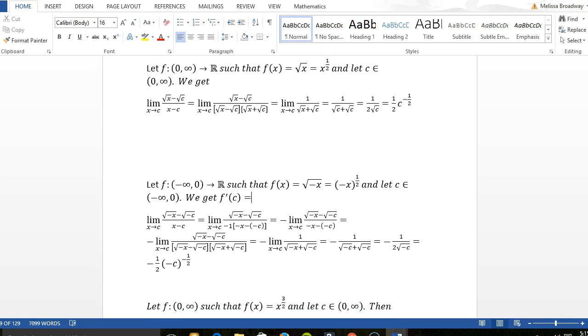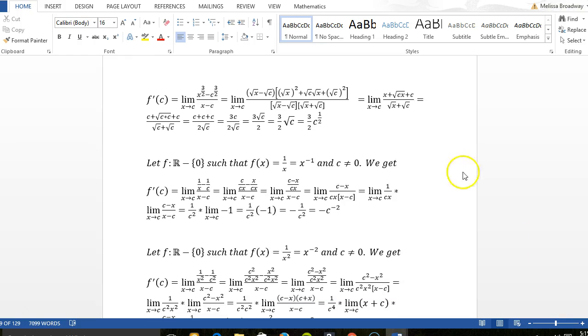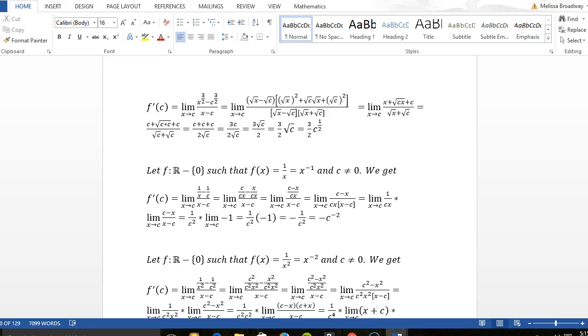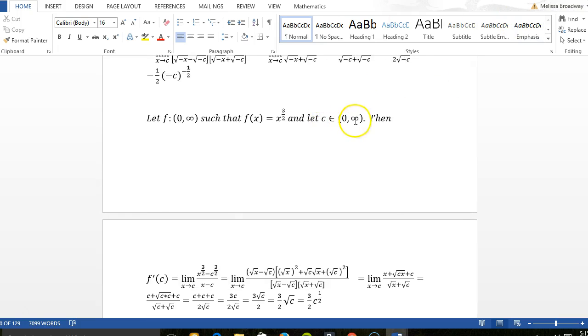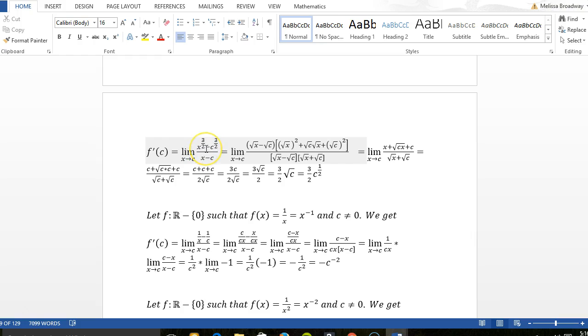And on this next example, if I have f of x equals x to the 3/2 power, and again, I'm staying on the positives, then f prime of c, if c is a positive, as we specified on the previous page, yep, c is a positive right here. So f prime of c is this limit, x to the 3/2 minus c to the 3/2 over x minus c. But guys, remember, x to the 3/2 is x radical x, x times the square root of x. That's what x to the 3/2 power is.